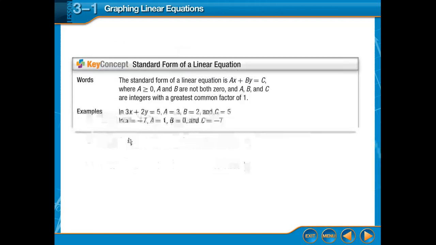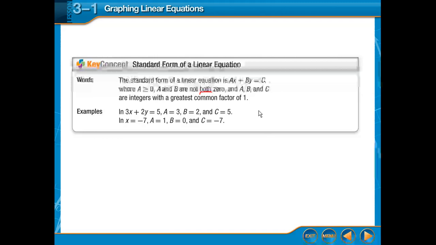In order to understand how to do those objectives that I just mentioned, it's important to understand what the standard form of a line looks like. The standard form of a linear equation is ax plus by equals c, where a is greater than or equal to 0. A and b are not both 0. One of them could be 0, but not both of them. And a, b, and c are integers with greatest common factor of 1.